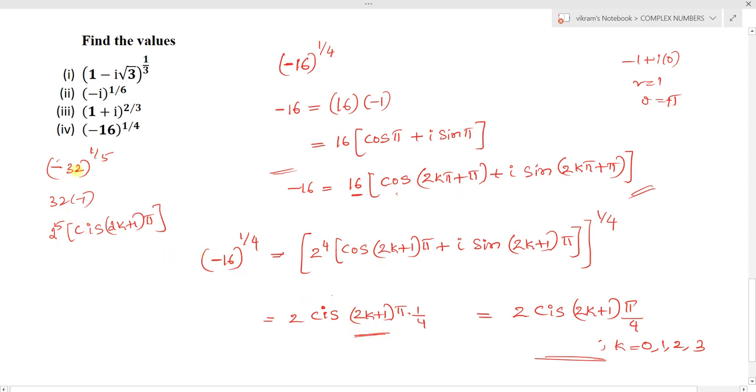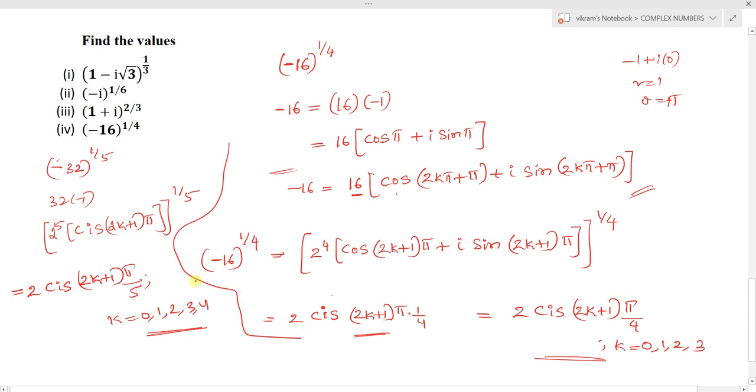Now we apply the power 1 by 5. Then what is the value of minus 32 power 1 by 5? The values of minus 32 power 1 by 5 can be written as 2 into cis of (2k plus 1) pi by 5, where the k values are from 0, 1, 2, 3, 4. The values of k have to be taken from 0 to 4. Then we obtain minus 32 power 1 by 5 as 2 times cis of (2k plus 1) pi by 5.